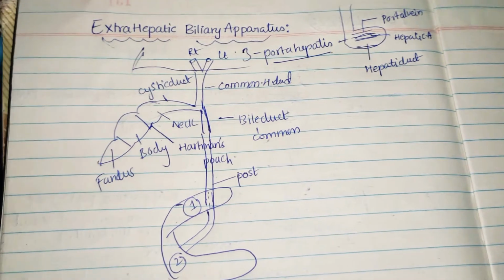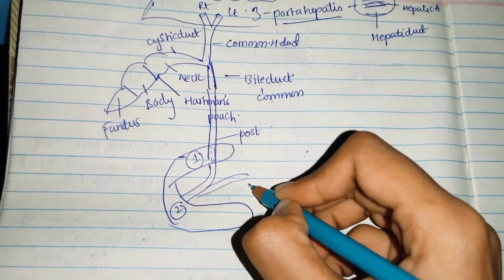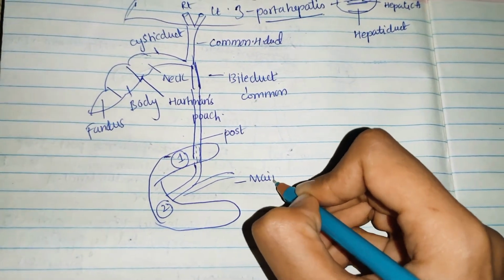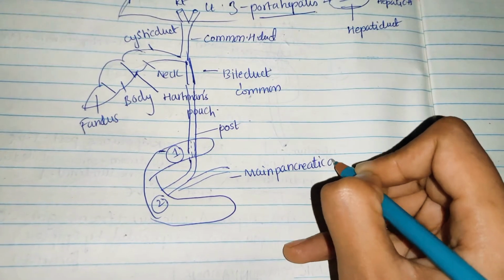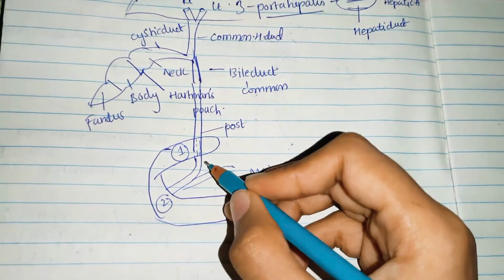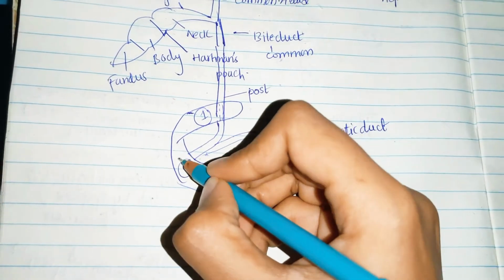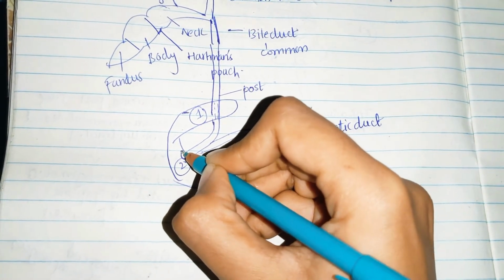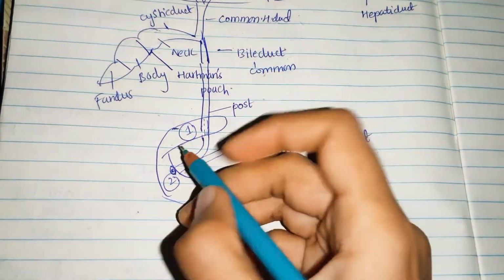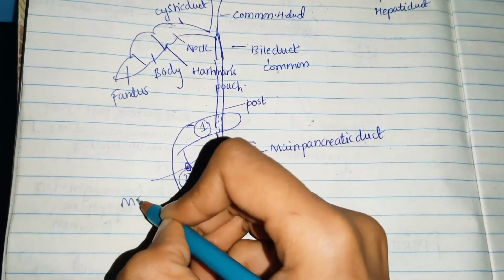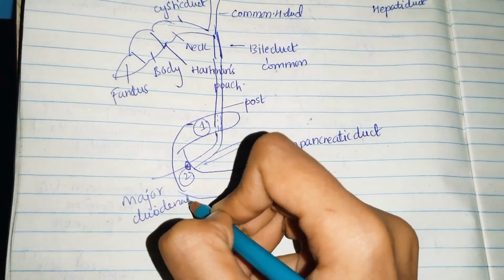Along with the common bile duct comes another duct, the main pancreatic duct. From the pancreas you get the main pancreatic duct. The main pancreatic duct and the common bile duct together drain into the second part of the duodenum, and they both open at the major duodenal papilla. This is the major duodenal papilla in the second part of the duodenum.